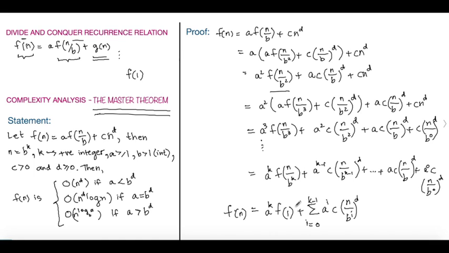And this is what we are going to use to prove our Master's theorem. Now let's write it again. We have f of n equal to a to the k f of 1 plus summation i is equal to 0 to k minus 1 c a to the i n over b to the i to the d.